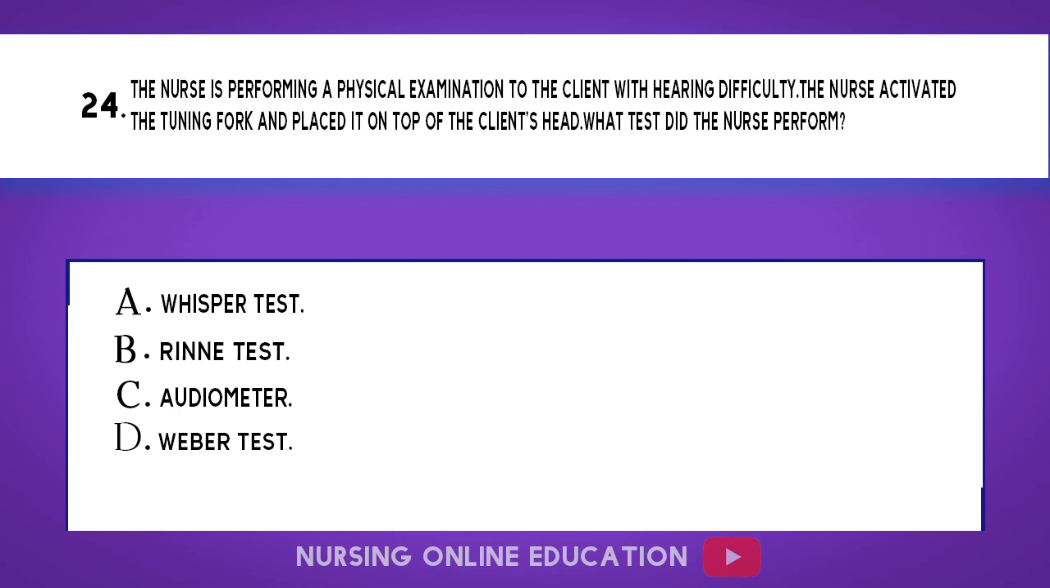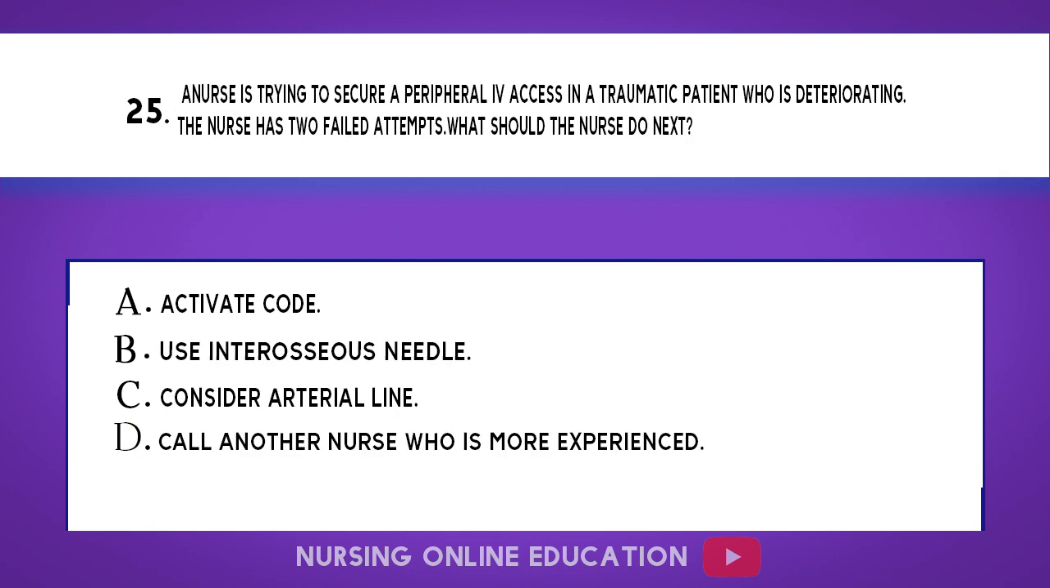A. Whisper test. B. Rinne test. C. Audiometer. D. Weber test. The answer is option D, Weber test. 25. A nurse is trying to secure a peripheral IV access in a traumatic patient who is deteriorating. The nurse has 2 failed attempts.